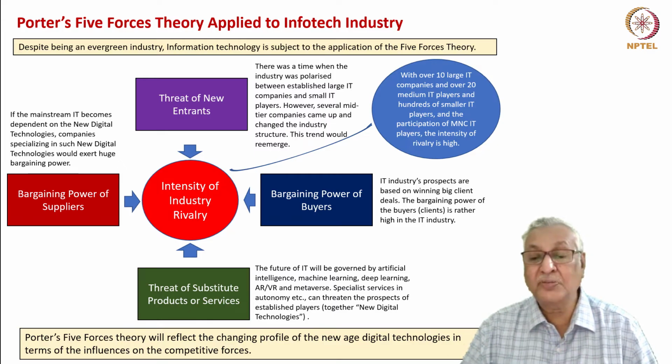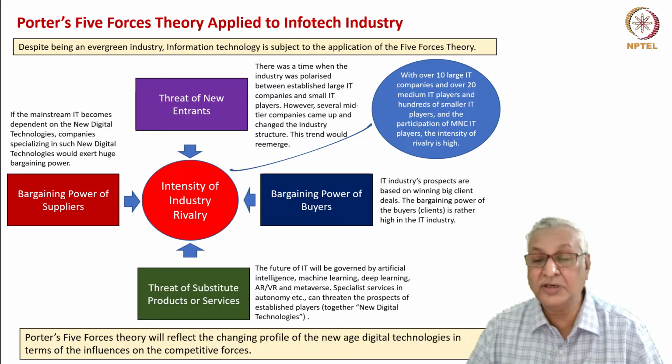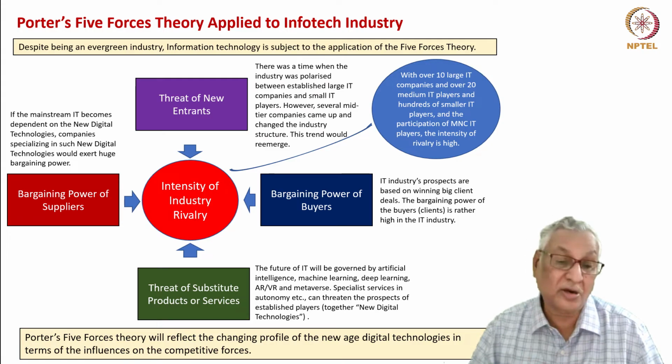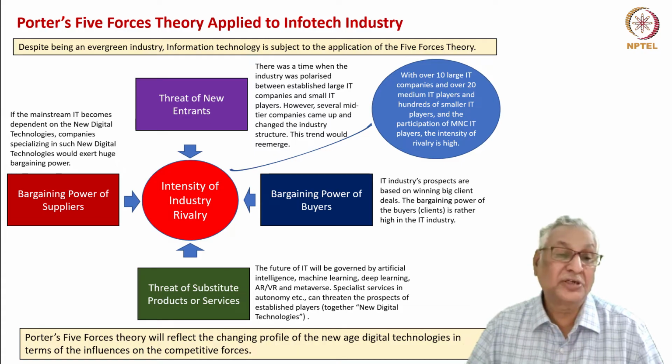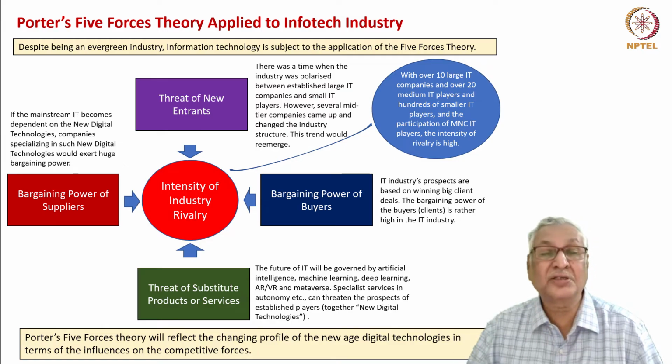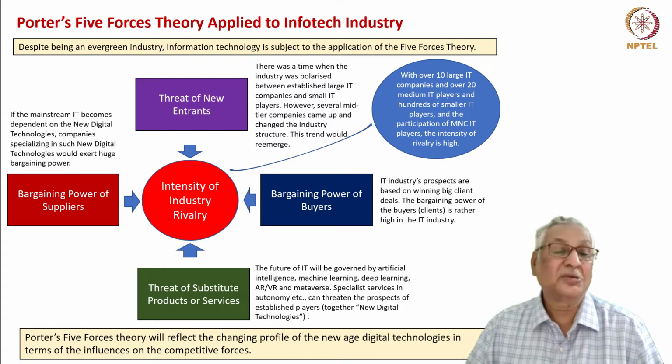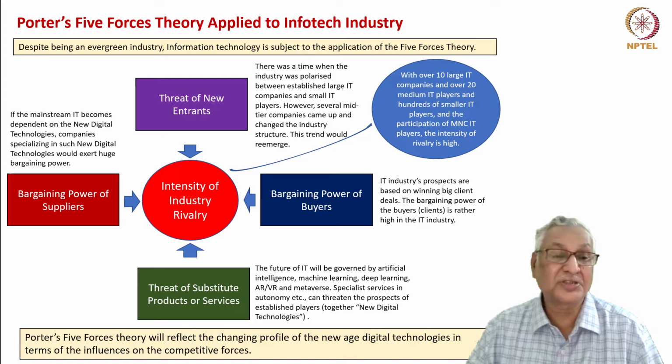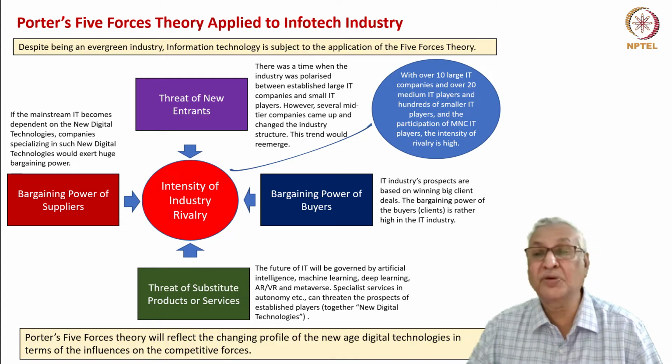The future of IT will be governed by artificial intelligence, machine learning, deep learning, AR, VR, and metaverse. Specialist services in autonomy, etc., can together threaten the prospects of the established players. They all are new digital technologies. The bargaining power of suppliers, that is, the vendor system that enables the infotech industry to prosper, is dependent on these new technology companies. Companies which provide specialized services leveraging the digital technologies would have huge bargaining power.